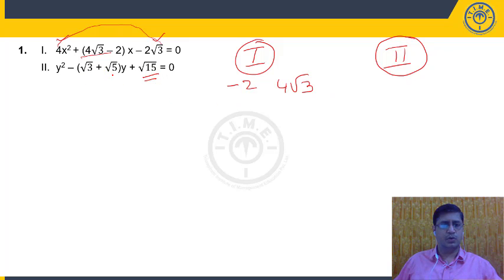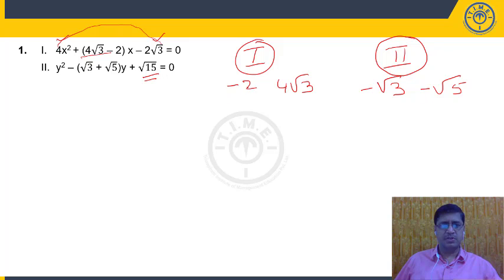Similarly, for the second quadratic equation, the product of the roots is √15 and the sum of the roots is √3 + √5. √3 into √5, the product of these two numbers, is √15. So what are the roots here? They are √3 and √5. What about the signs? It is a minus, so you will get −√3 and −√5. So these are the factors.